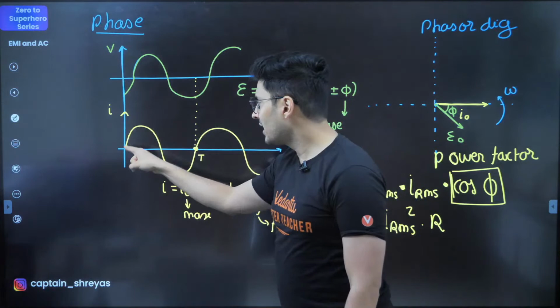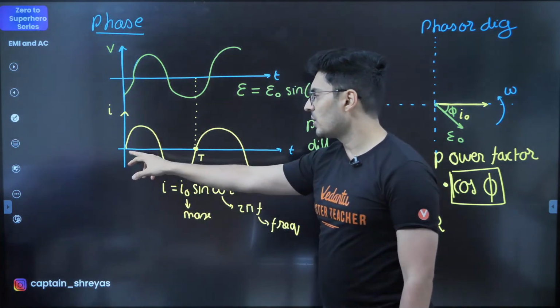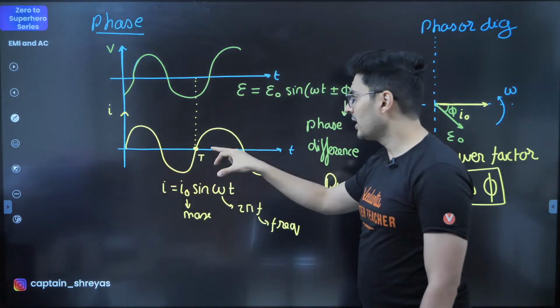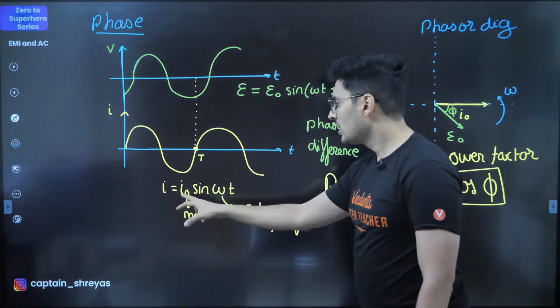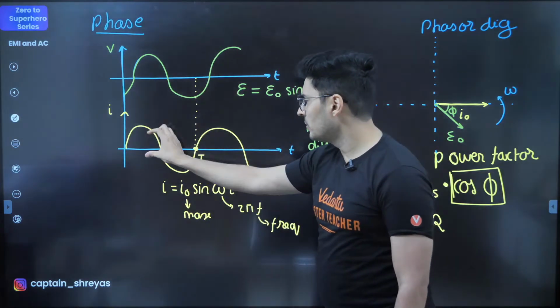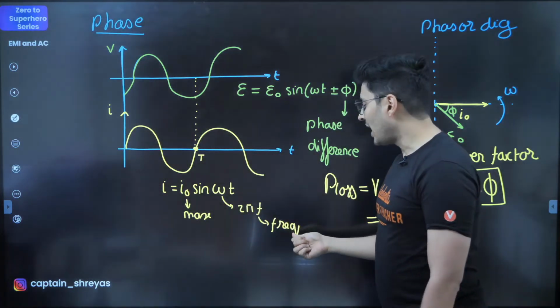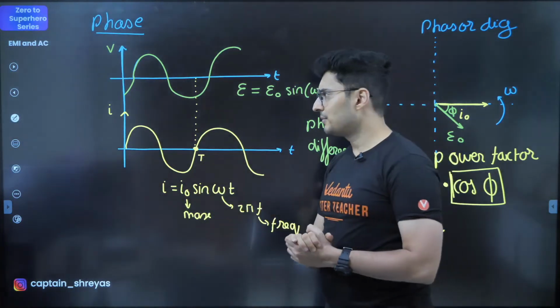Notice over here, current is varying like this. At 0, the current is also 0. Current increases, 0, negative, 0, positive, negative. So it's an I naught sine omega t graph. I naught is the max value. Sine omega t is the variable oscillating term. Omega is your angular frequency, standard.